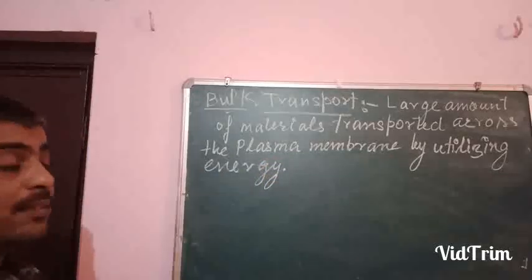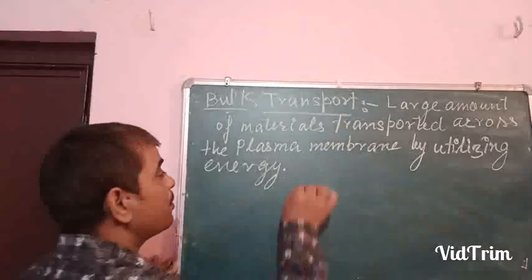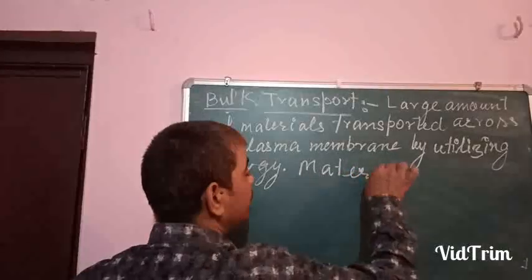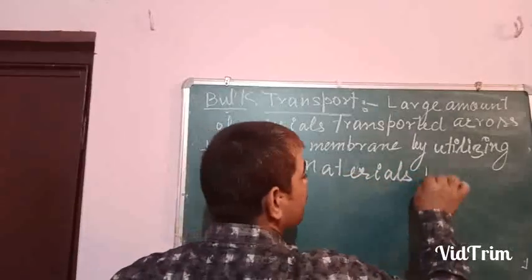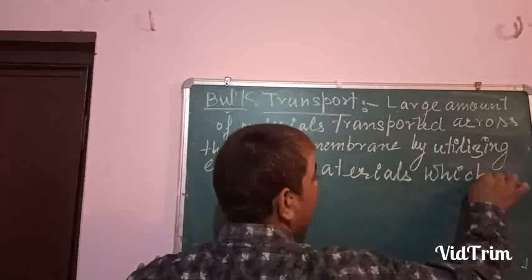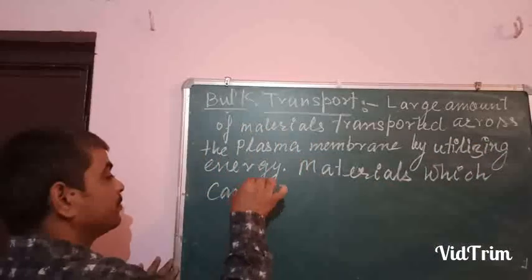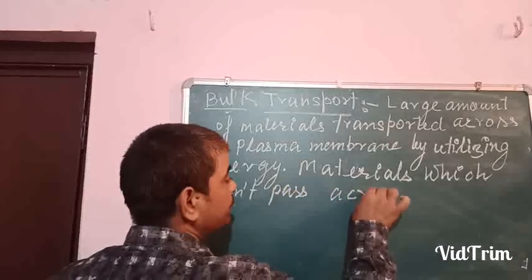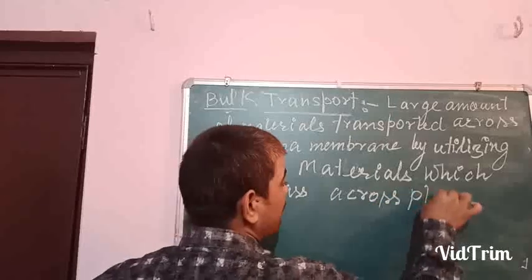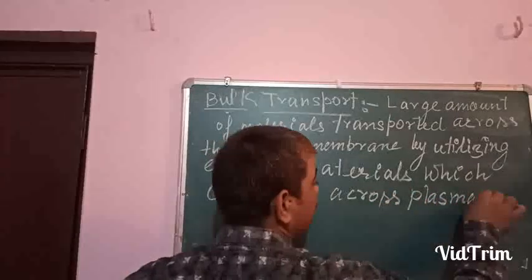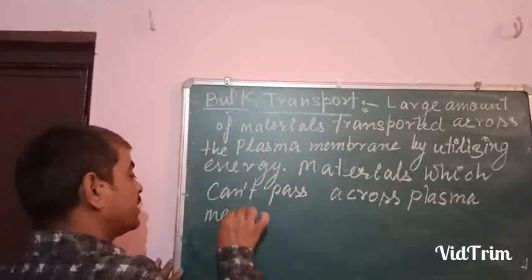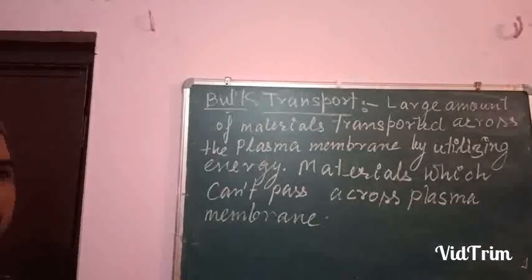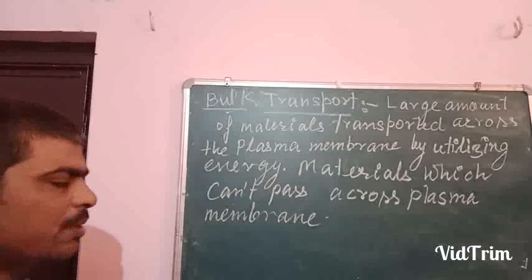Now which type of materials are transported through this transport? Materials which cannot pass across the plasma membrane. Now the question arises, if materials are not allowed to pass across the plasma membrane, then how will they be transported? Okay, so how will they be transported?